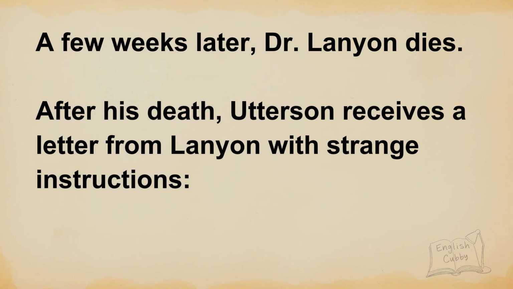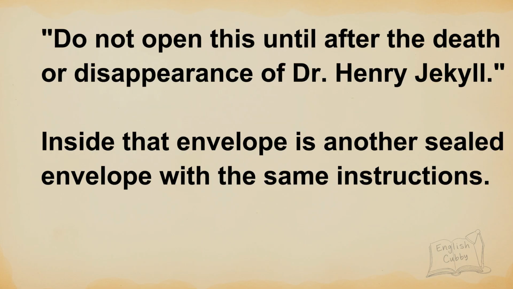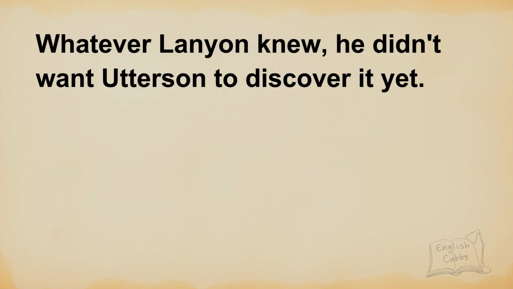A few weeks later, Dr. Lanyon dies. After his death, Utterson receives a letter from Lanyon with strange instructions. "Do not open this until after the death or disappearance of Dr. Henry Jekyll." Inside that envelope is another sealed envelope with the same instructions. Whatever Lanyon knew, he didn't want Utterson to discover it yet.